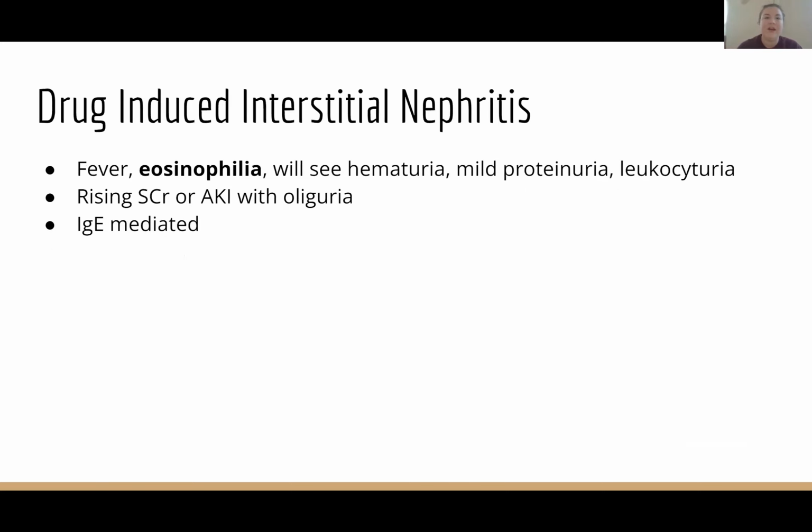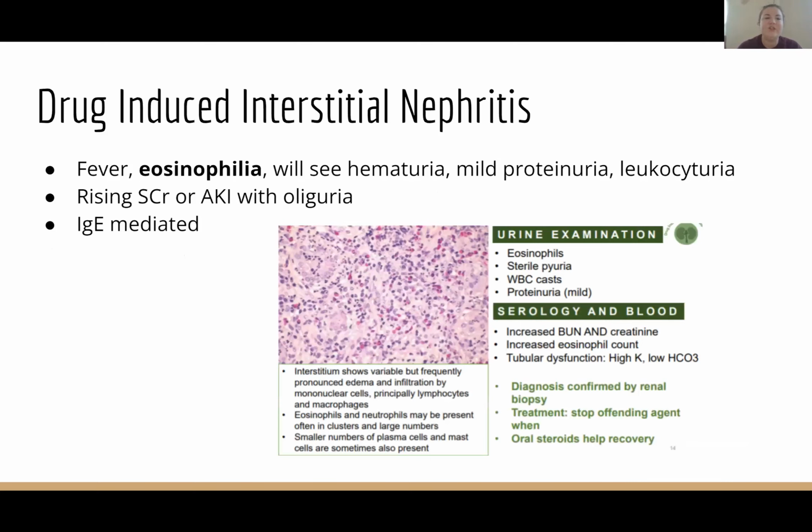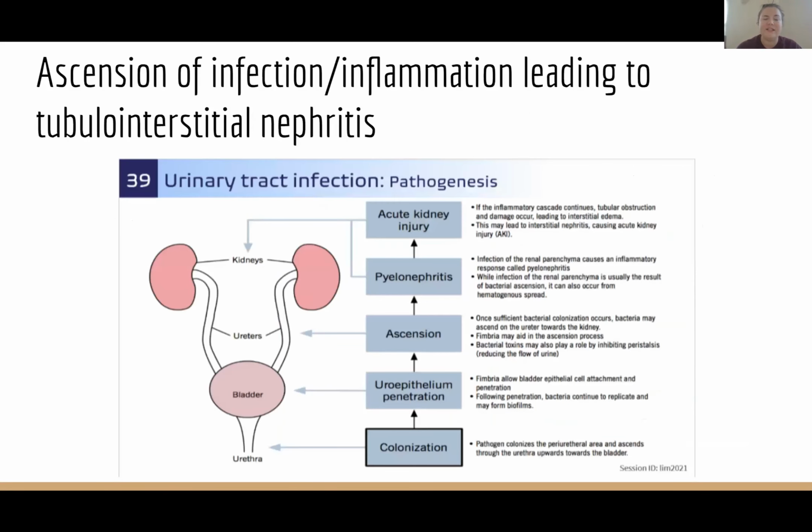Okay, so drug-induced nephritis, you're going to see fever, eosinophilia, that's big here. And of course, if you're seeing eosinophilia, you probably have IgG mediated, so hematuria, mild proteinuria, leukocyturia, and then of course, rising serum creatinine, which is indicative of acute kidney injury, of renal cause, or acute kidney injury with oliguria, so decreased urine output.